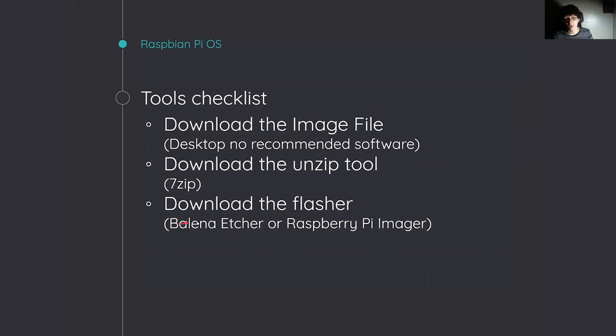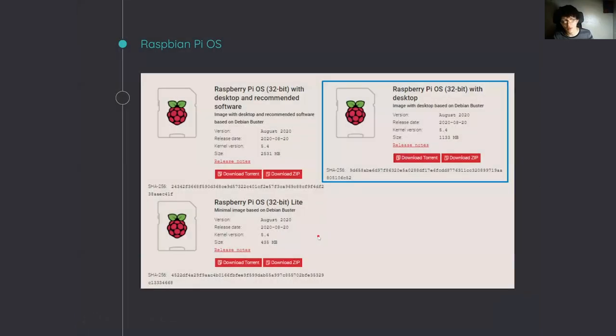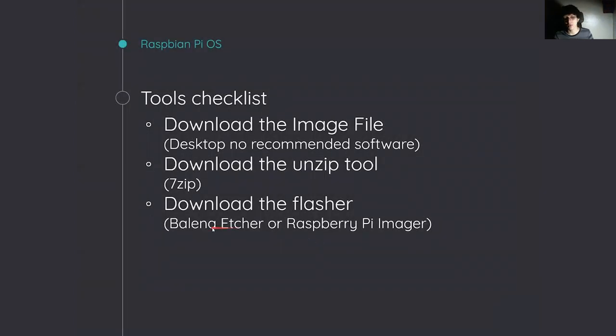which you're gonna use either Balena Etcher or the Raspberry Pi Imager, which is a new program from the Raspberry Pi Foundation. This is the one that we're gonna use today, the Raspberry Pi Imager, but you can use both. It's really simple. One of the processes of using an image file on the Balena Etcher is also available on the Raspberry Pi Imager.